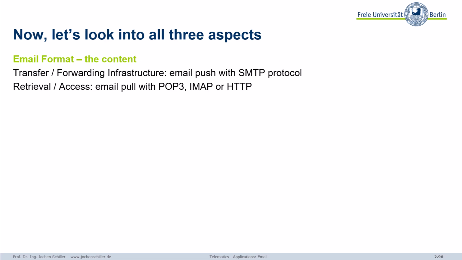Now let's have a closer look into all the three aspects, being the email format, so the content, how does it look like? Then we have this transfer, the forwarding, the infrastructure, and we have this retrieval, the second phase of retrieval, accessing the emails. So first of all, the content.